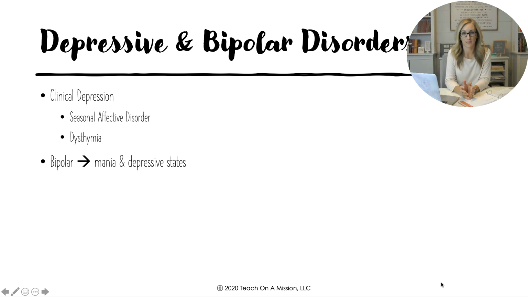Depressive and bipolar related disorders. Again, these are two separate categories, but we talk about them together because they're similar. So there's clinical depression and making sure you understand the neurotransmitters that are involved here. It's a depressed neurological activity. It's not just, oh, I'm sad. It's not just sadness on Inside Out. That's not what clinical depression is.